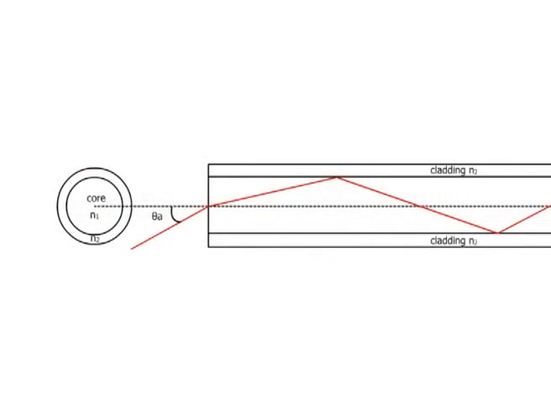Acceptance angle or numerical aperture measures the range of acceptance of light into a fiber. The angle over which a fiber accepts light depends on the refractive indices of the core and cladding glass.